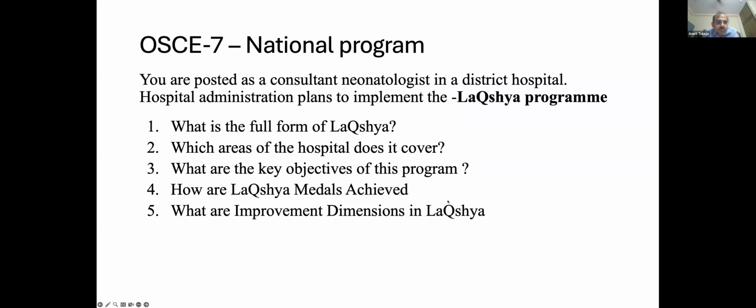So here we have a question on a national program. That's again important and ignored by most of them. So you're posted as a consultant neonatologist in a district hospital. A lot of people will be posted initially when they're serving the bond period, and the hospital administration plans to implement a Lakshya program.